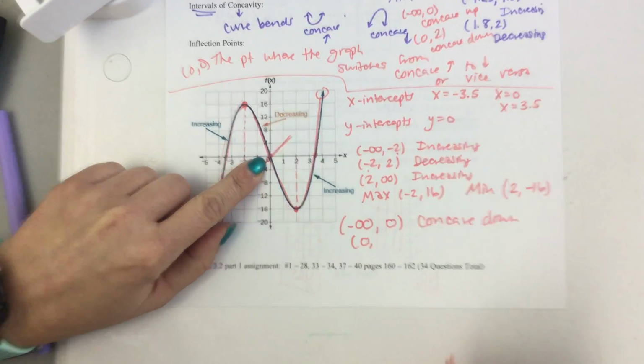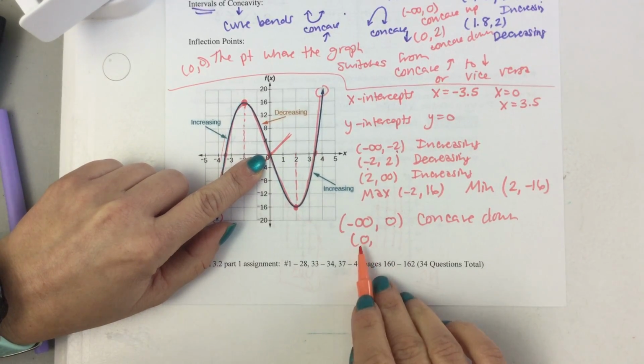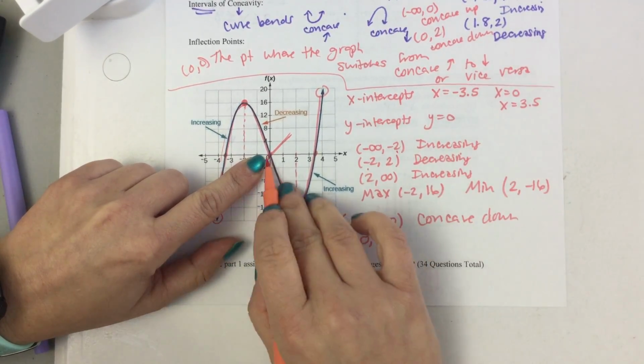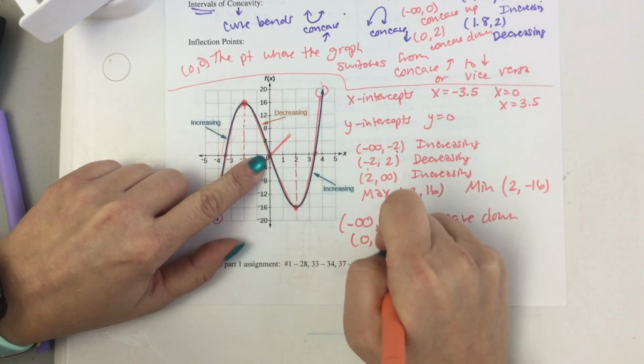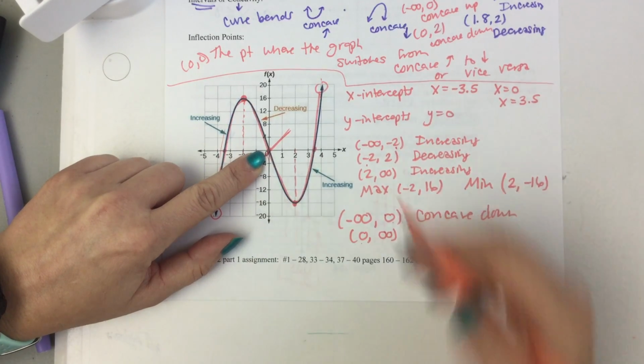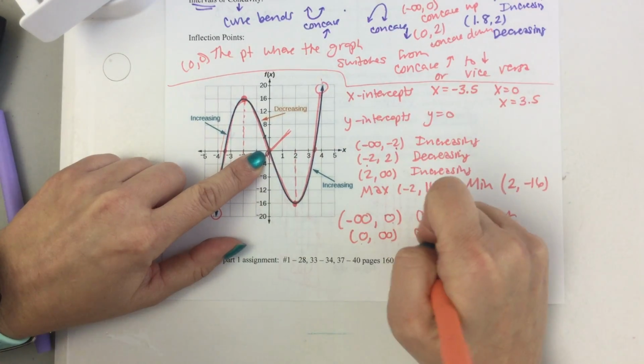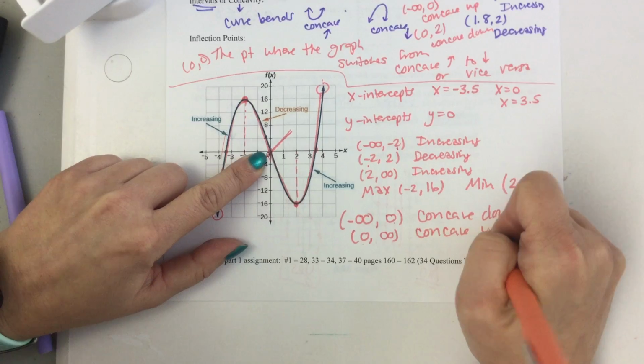Now starting at 0, again, where one interval ends, the other interval begins. Starting at 0, the graph is bending upwards all the way to infinity because it's an arrow. There's no ending to this graph. It's going to continue this pattern forever. So that is concave up.